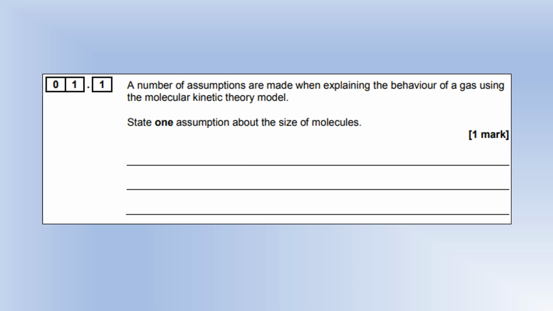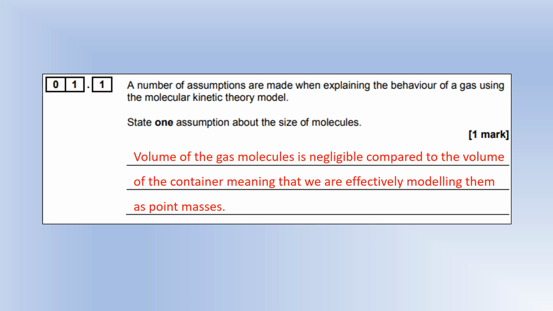Okay, so we're going to start taking a look at the 2017 paper 2. A number of assumptions are made when explaining a behavior of gas using the molecular kinetic theory model. State one assumption about the size of the molecules. So we assume the volume of the gas molecules is negligible compared to the volume of the container. That's how we can assume the collision time is negligible. And so what we're effectively doing is modeling the gas particles as point masses, or objects with no volume.